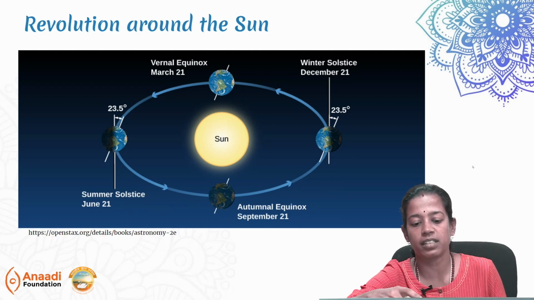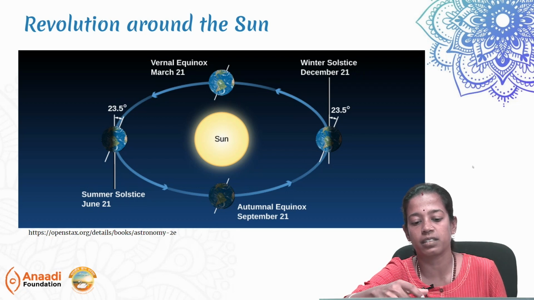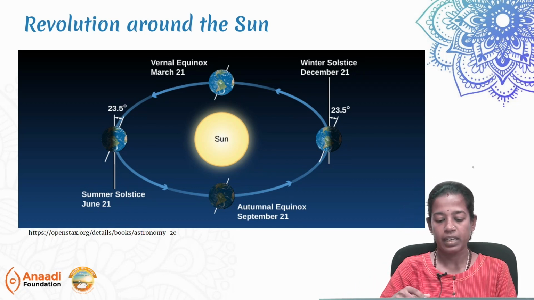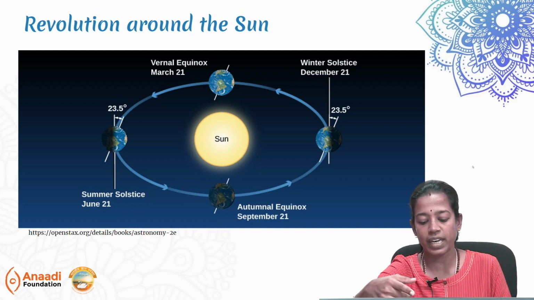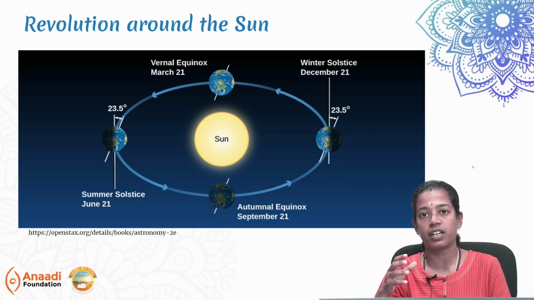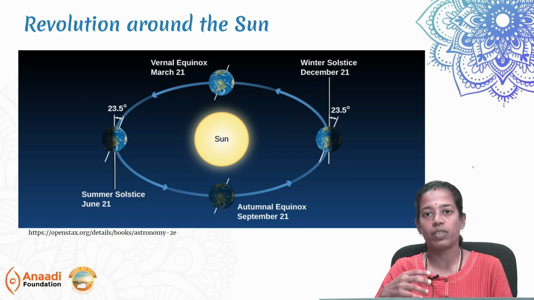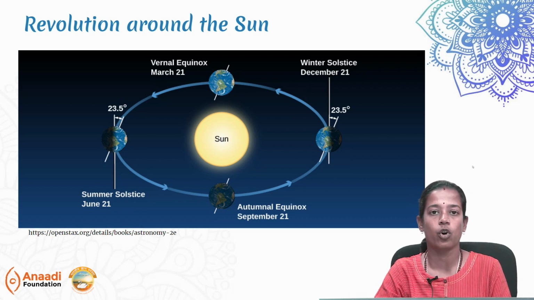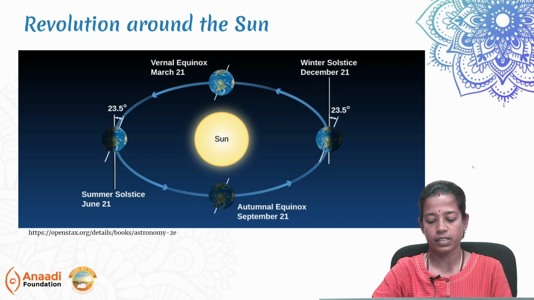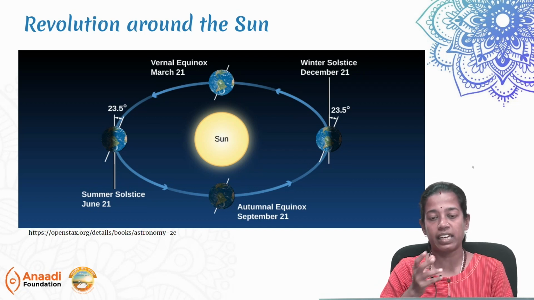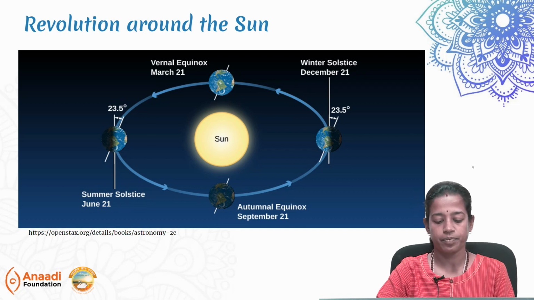The central part where the earth is shown, top and bottom of the sun, that's the equinoctial point. Equinoxes occur twice a year, once around March 21st, which is called the vernal equinox, and once around September 21st, which is called the autumnal equinox. On these dates, the duration of day and night are equal in length all over the world.